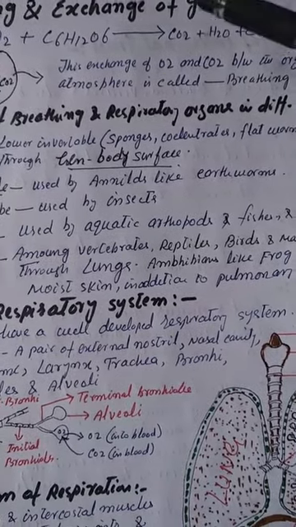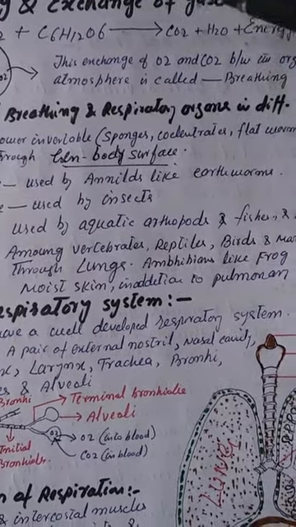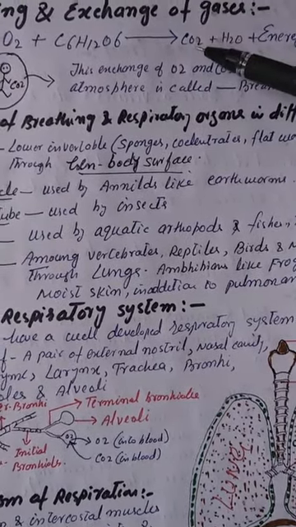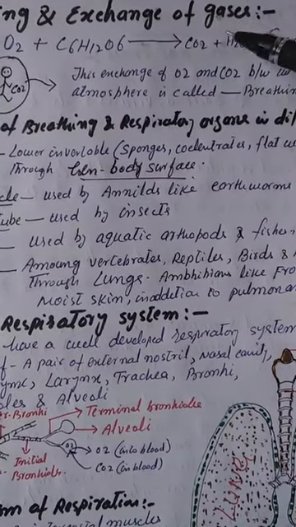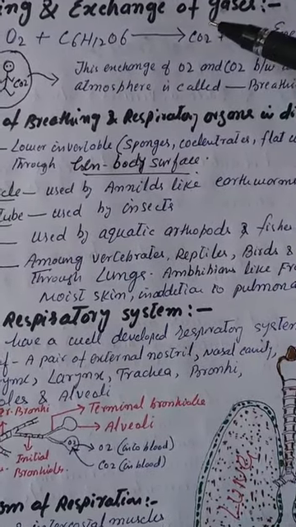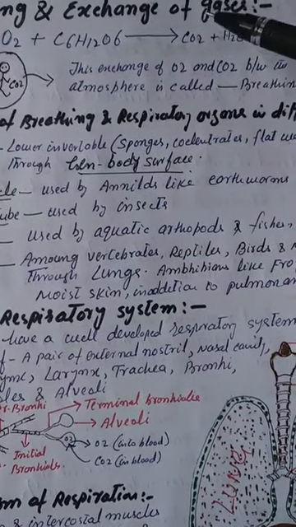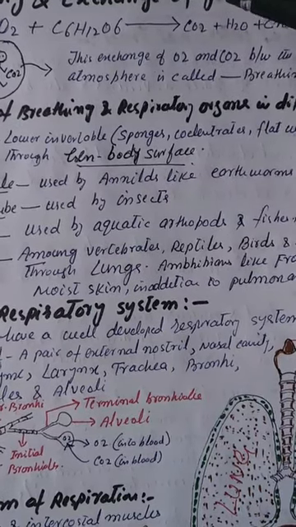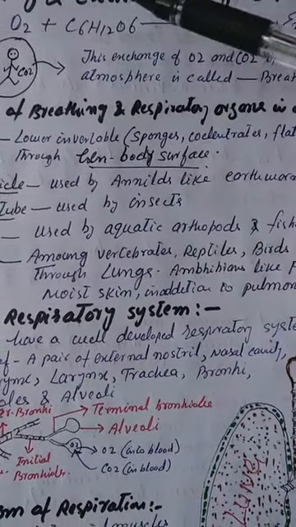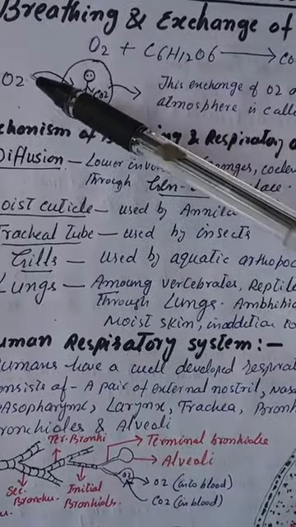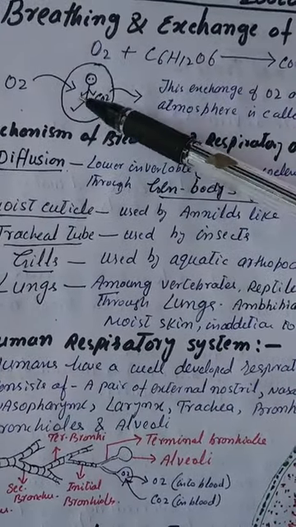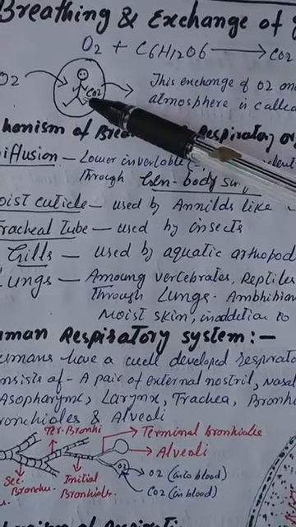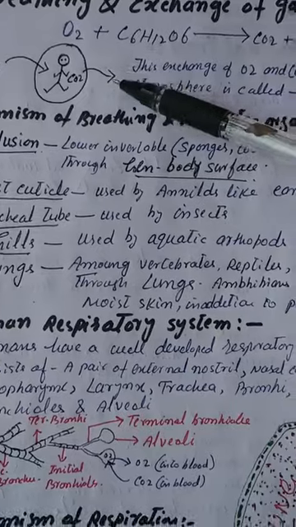Now, during this reaction, in addition to the energy, carbon dioxide gas is also produced, as we can see in this reaction. Carbon dioxide is a harmful gas and must be removed from the body of an organism. Therefore, an organism must be continuously supplied with oxygen from the atmosphere, and at the same time the carbon dioxide produced within the body of an organism must be released back into the atmosphere.